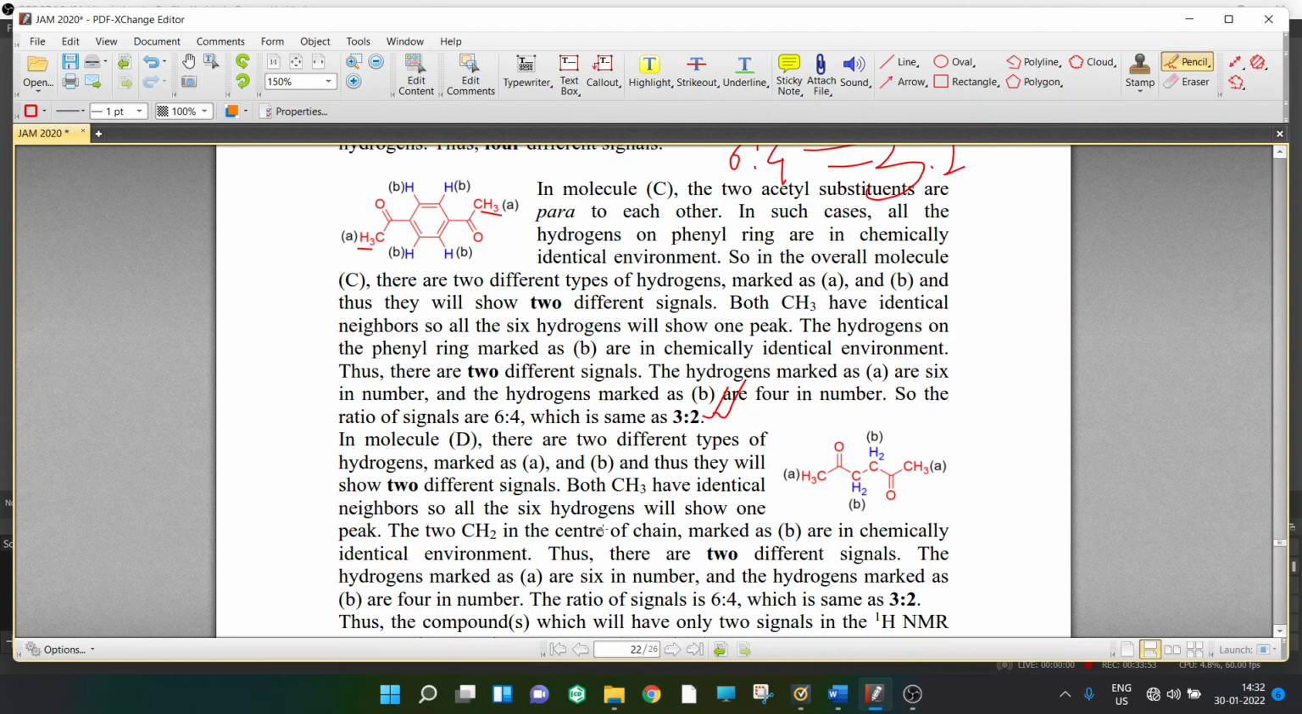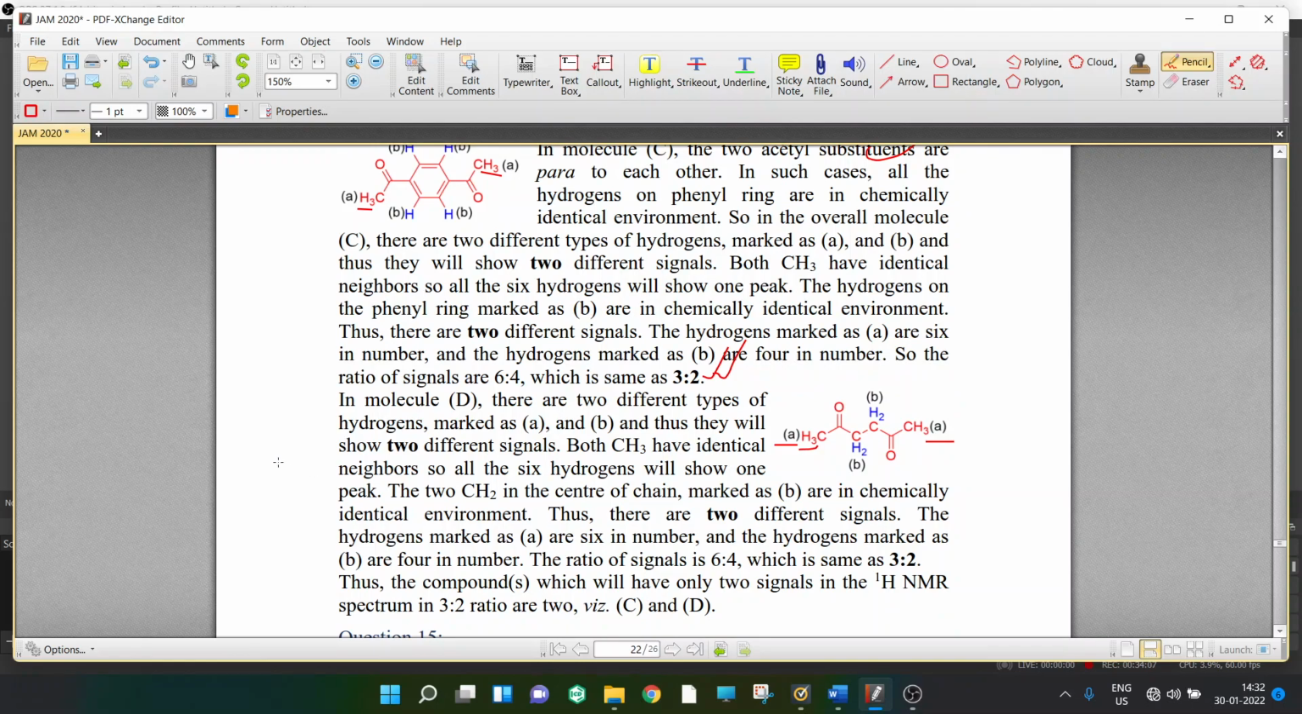Molecule D. Now molecule D, again you see this CH3 and this CH3 are the same. Oh sorry, I have put here A, and then this CH2 and this CH2 are the same. So this is put B. So again 6:4, so 3:2. So C and D are the right answer. Okay.